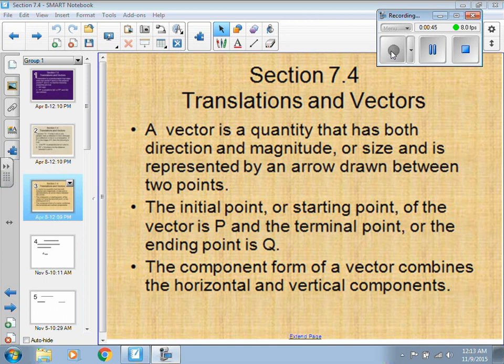Vectors have beginning points and terminal points, and even though they have terminal points, they are still a motion from one point to the next. And the component form of a vector combines its horizontal and vertical components, and you can use that in order to find the magnitude. Okay, at this point we can go ahead and pause the presentation so the students have opportunity to finish copying down these definitions.